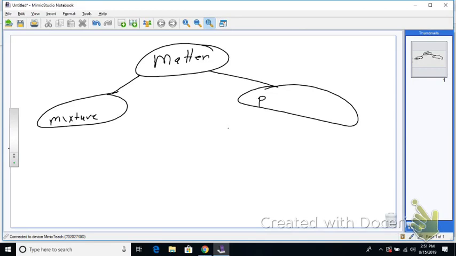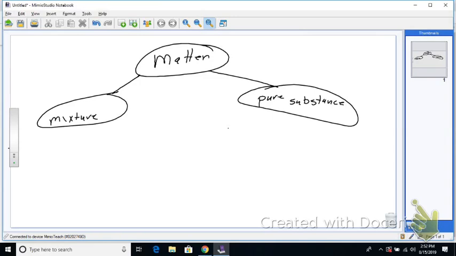A lot of times we call it a pure substance. When we think of something pure, it's 100% one thing, that there's not any impurities in it. So we have matter, and we can say it's either a mixture or a pure substance. It's got to be in one of those two categories.